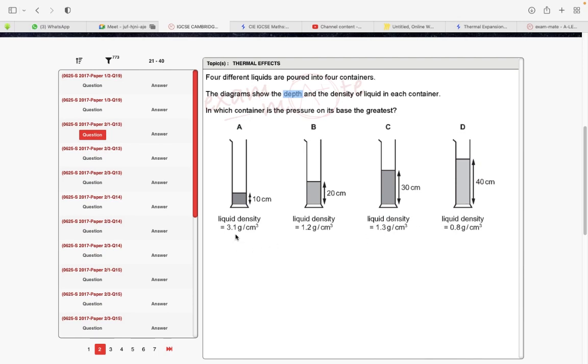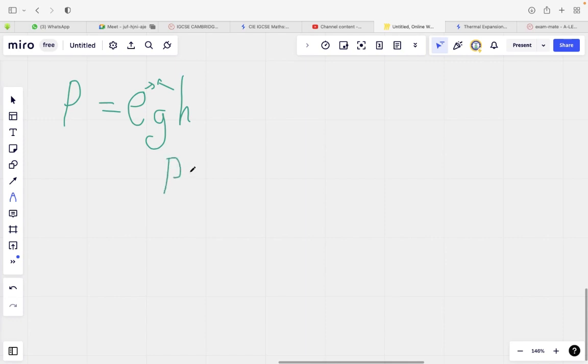You can just slot in the values for each one and find the pressure of each. For this one it is 3.1 times 10, which is the value of g, gravity, times 10, which is the value of height. So 31 times 10 will be 310. That's P1, the first pressure.